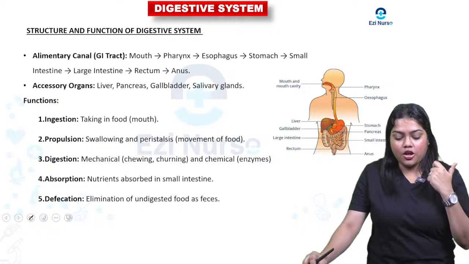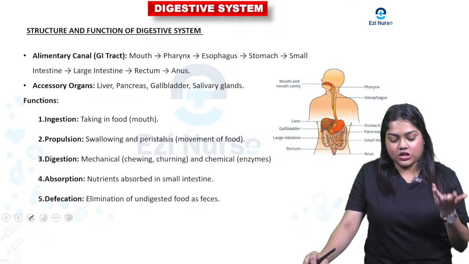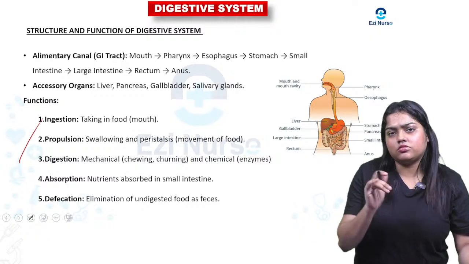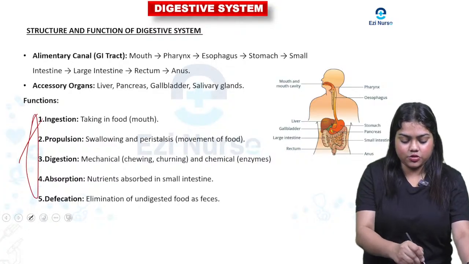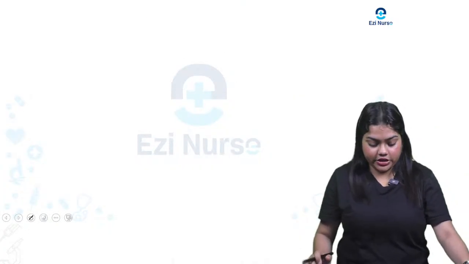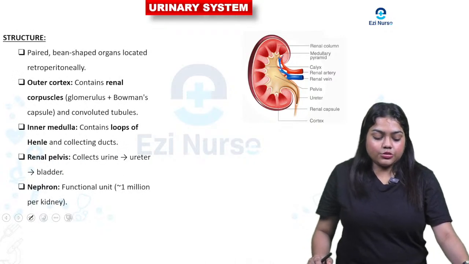Functions are ingestion, propulsion, digestion, absorption, and defecation. Okay, so functions are only important. Try to remember these names only. That is enough. You can explain by yourself. Okay, come to the urinary system.